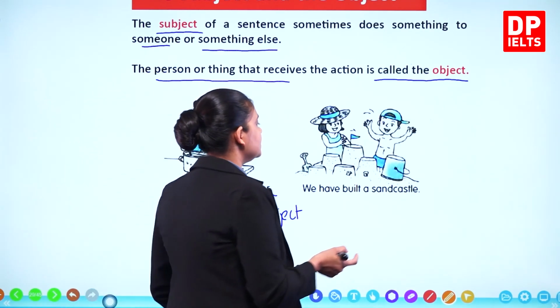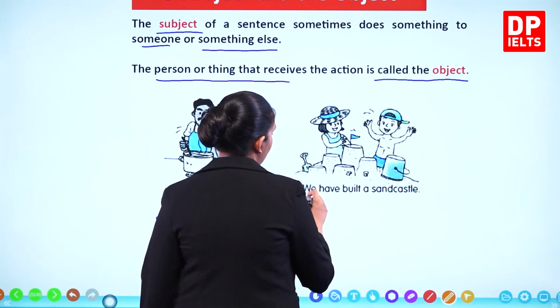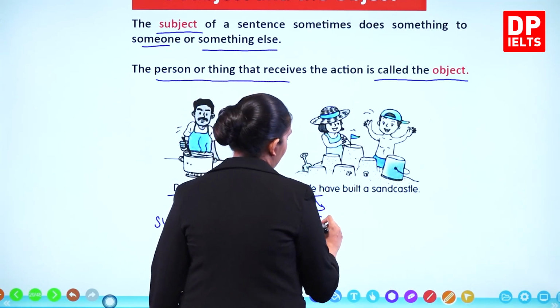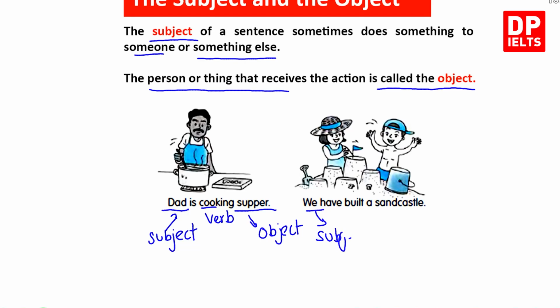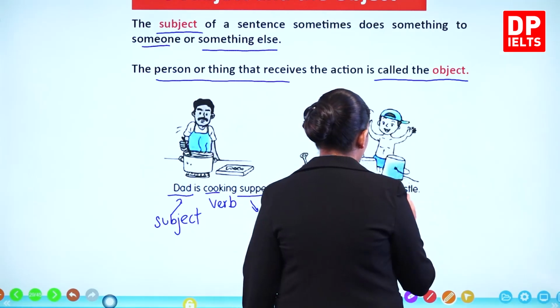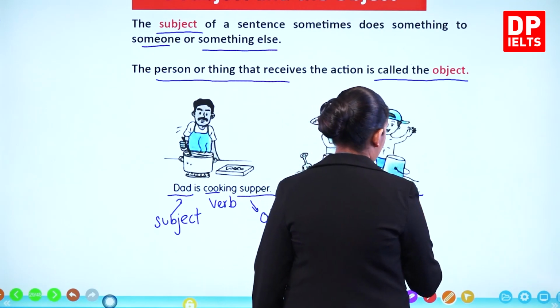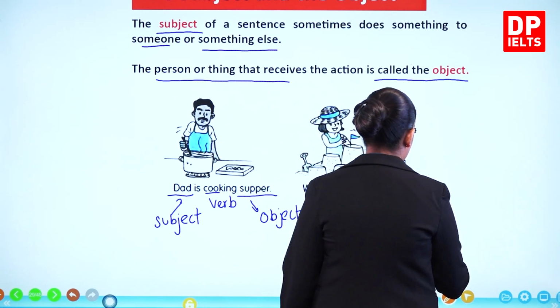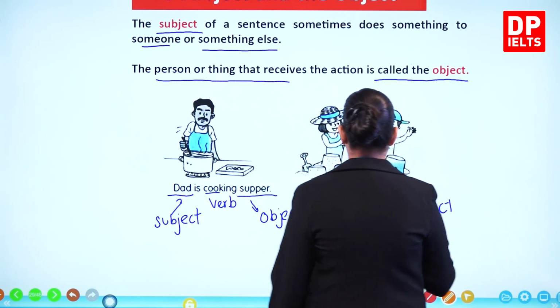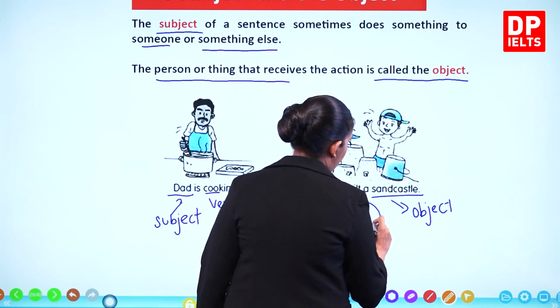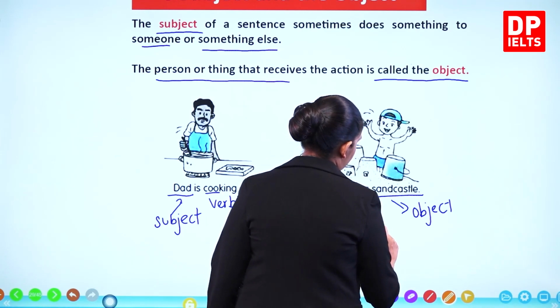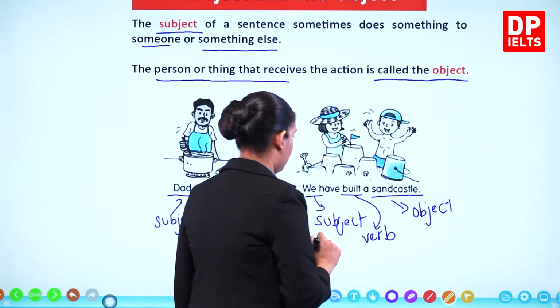We have built a sandcastle. Who has built a sandcastle? We. And that is the subject. What have we built? A sandcastle. So sandcastle is the object. Built is the verb. Okay?